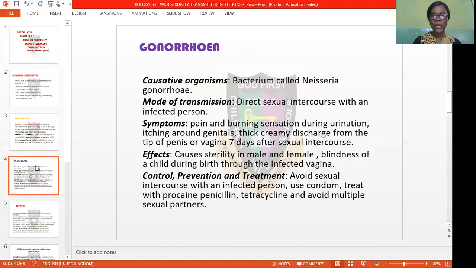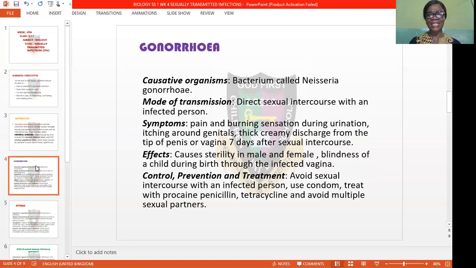First, gonorrhea. Gonorrhea is a bacterial disease that is caused by a bacterium known as Neisseria gonorrhoeae. Its mode of entry is through direct sexual intercourse with an infected person. That is, once we have a sexual relationship with an infected person, whether a boy, a girl, a man or woman that has been infected with gonorrhea, automatically the infection has been transmitted to you.